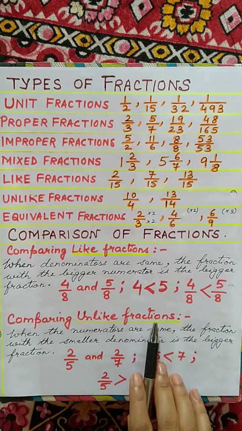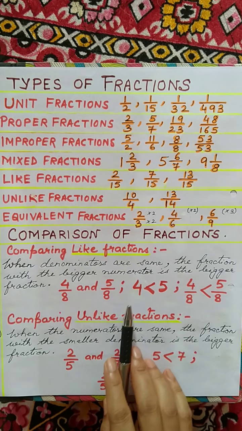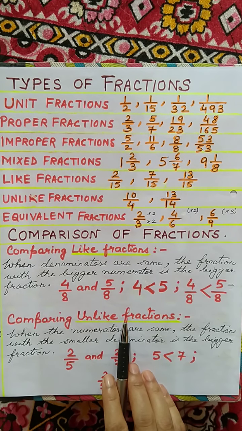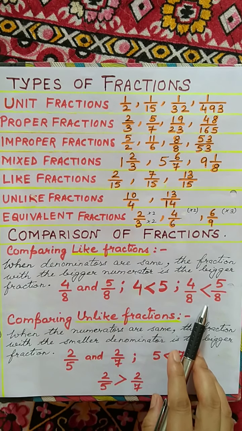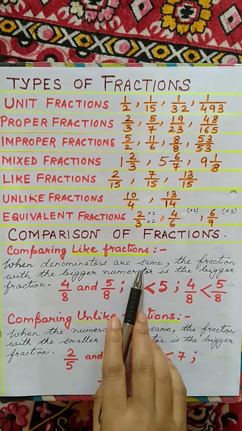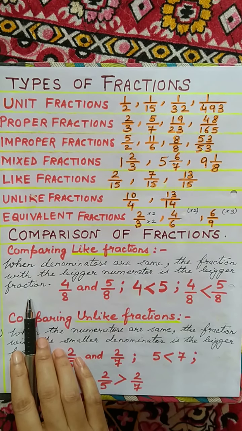Here we have comparison of fractions. Now what do you mean by comparison? Finding out which is greater, which is smaller. Now comparing the like fractions here. When denominators are same, the fraction with the bigger numerator is the bigger fraction.